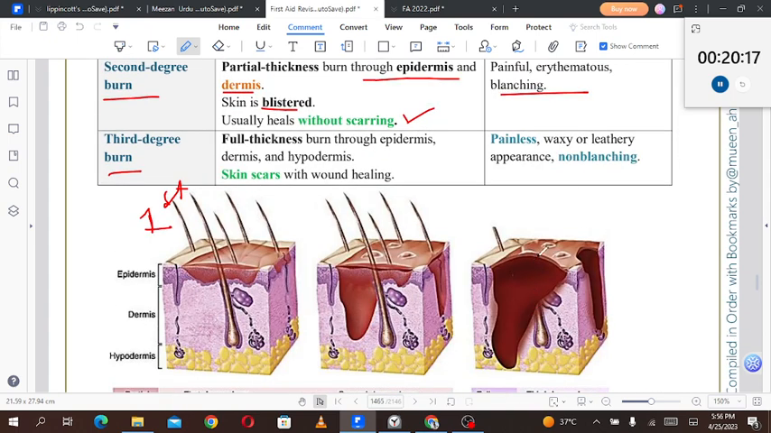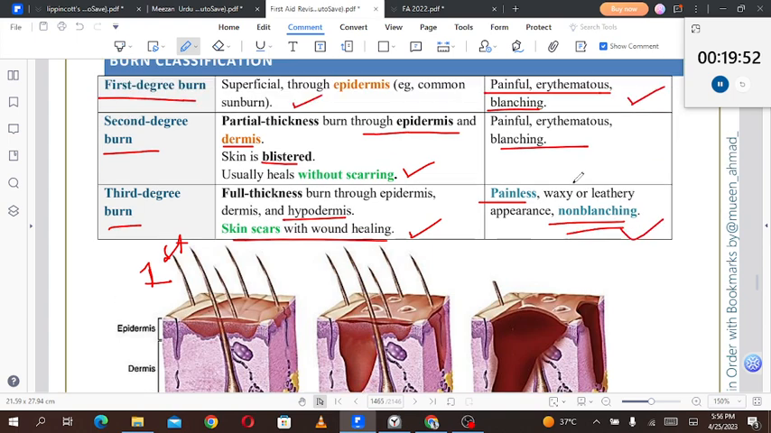The third degree burn is one in which the whole thickness of the skin has been burnt, a full thickness burn through the epidermis, dermis and even the hypodermis, that is the subcutaneous tissue. It scars without wound healing; if the wound heals, there will be formation of scar. It is painless, with a waxy or leathery appearance, and is non-blanching. Why is it painless? Because the nerve endings have also been destroyed by the burn, and resultantly a painless, waxy or leathery, non-blanching skin is found.